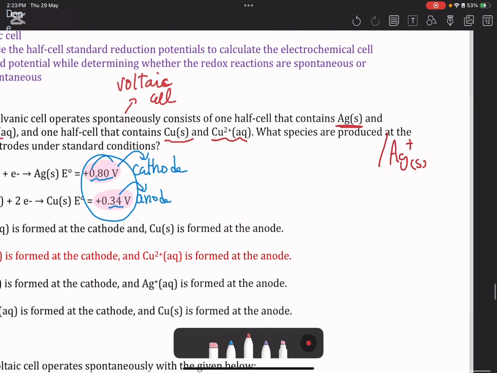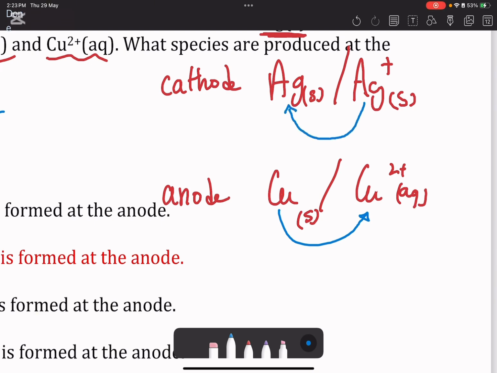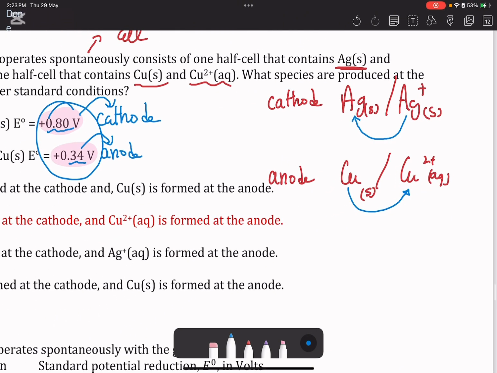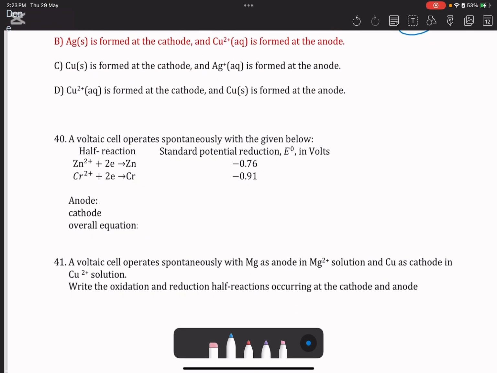So we said that Cu is the anode, and we said that the silver is the cathode. At the anode, it's always like that: it's the more reactive metal giving a solution, and at the cathode, it's an oxidizing agent giving more metal. Memorize it in this order. So Ag is formed at the cathode. True. Cu2+ is formed at the anode.